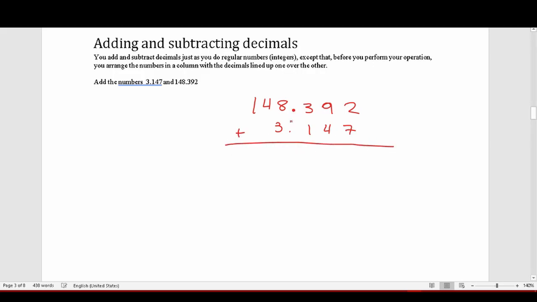Again, just line up your decimals and then add as you would for any integer. 7 plus 2 is 9. 9 plus 4 is 13, so we carry the 1. 3 plus 1 is 4, plus 1 is 5. Just drop down your decimal in place. 8 plus 3 is 11. Carry the 1. 4 plus 1 is 5. 1 plus 0 is 1. So 148.392 plus 3.147 is 151.539. Okay?